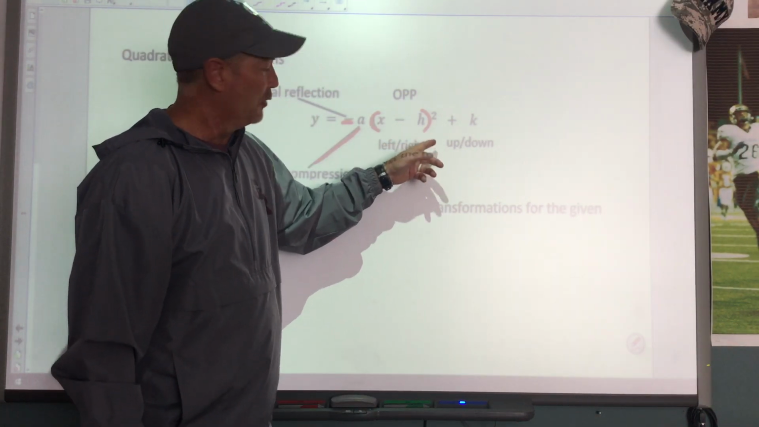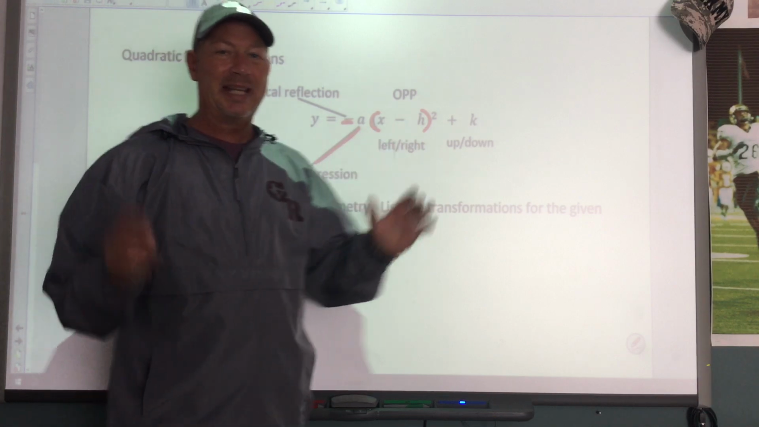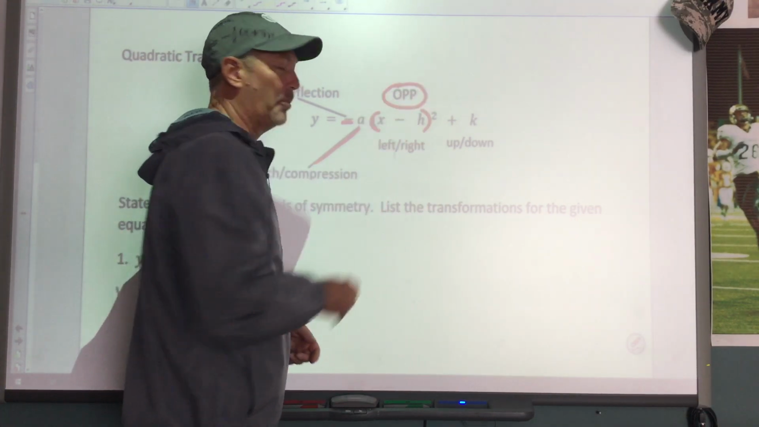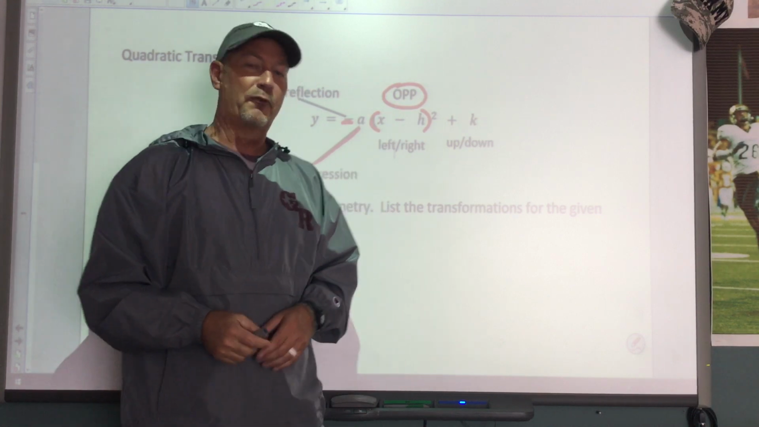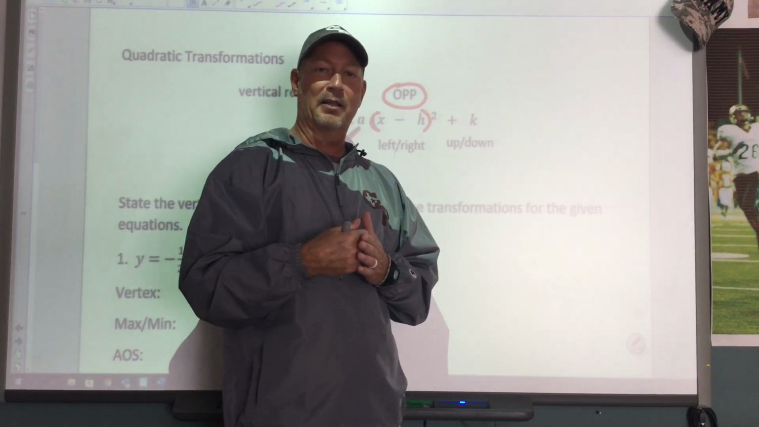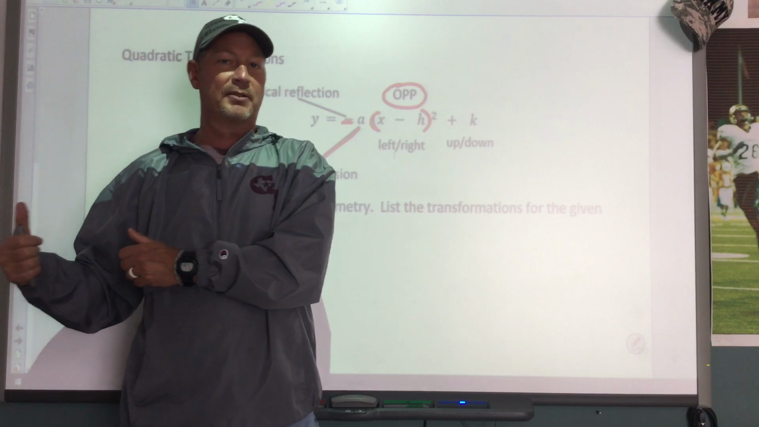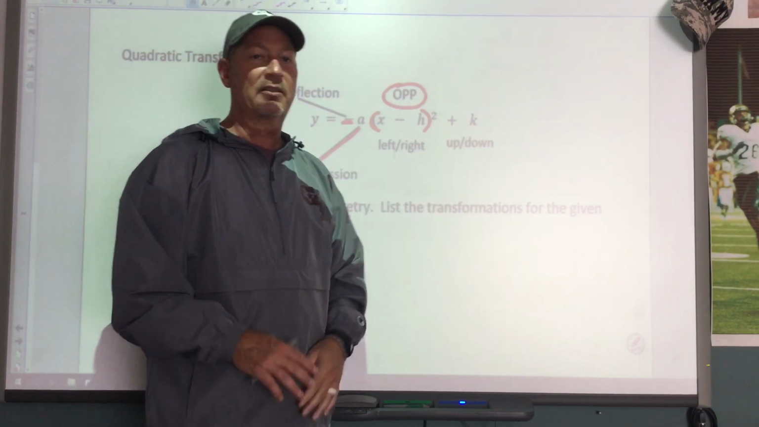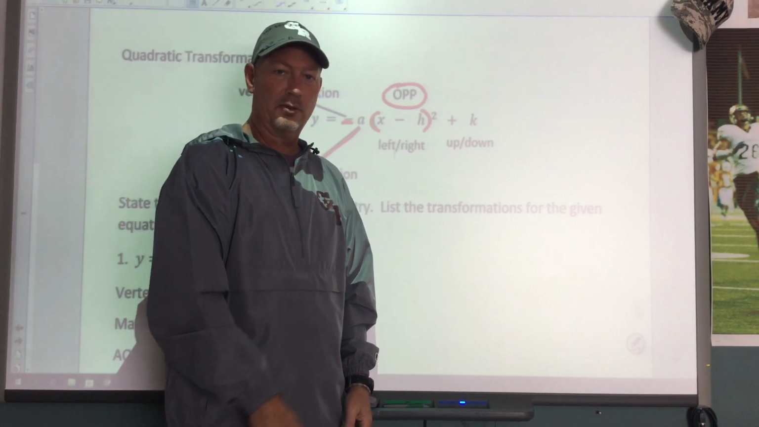Instead of absolute value, we have parentheses. But inside our parentheses, we are still thinking opposite, all right? So if we go to the right, that's going to be a minus something. If we go to the left, that's going to be a plus something, okay? And the back end is the back end. It's our K value, and it's going to tell us if we shift up or down, okay?